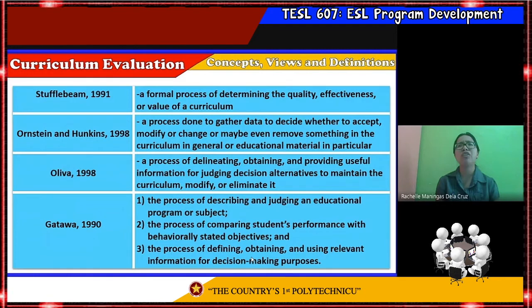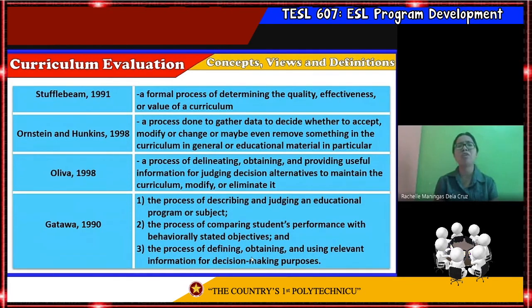The first activity involves gathering information to determine whether the curriculum is implemented the way it is programmed. The second activity pertains to looking at the performance of the learners to find out whether the objectives have been attained or not. And the third activity focuses on obtaining and gathering relevant data to make decisions on whether to revise or improve the curriculum. Therefore, it may be considered as the process of determining the worth and merit of a curriculum.